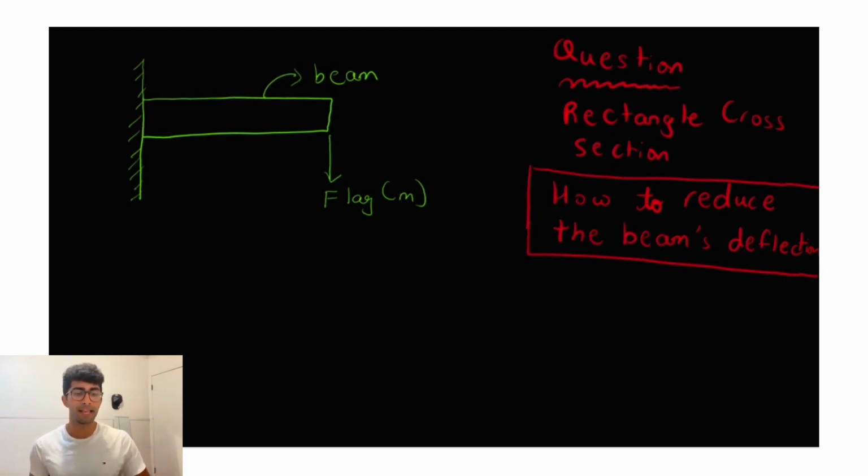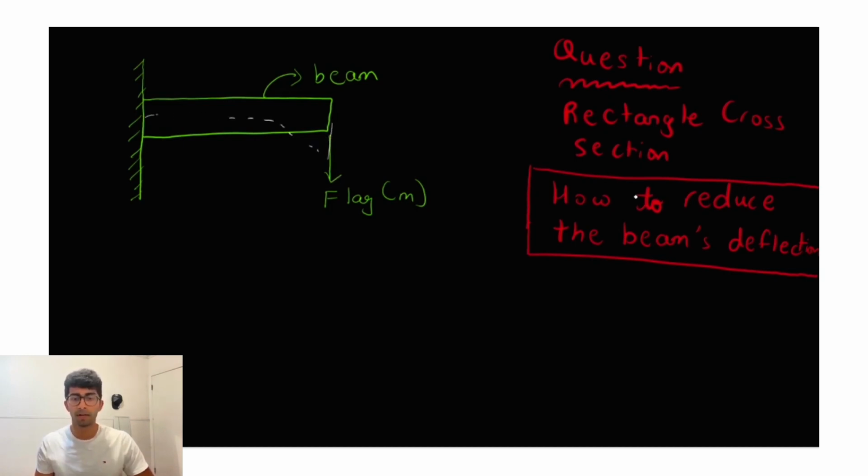What we have here is a cantilever beam that is stuck on one side to a wall and has a flag mounted on the other side, which means there's some sort of mass pulling on it, so there's some gravitational force pulling on it. So that's what's happening here. And since there's a force being pulled on it from this side, the beam is going to deflect at some point, right? It's going to point downward.